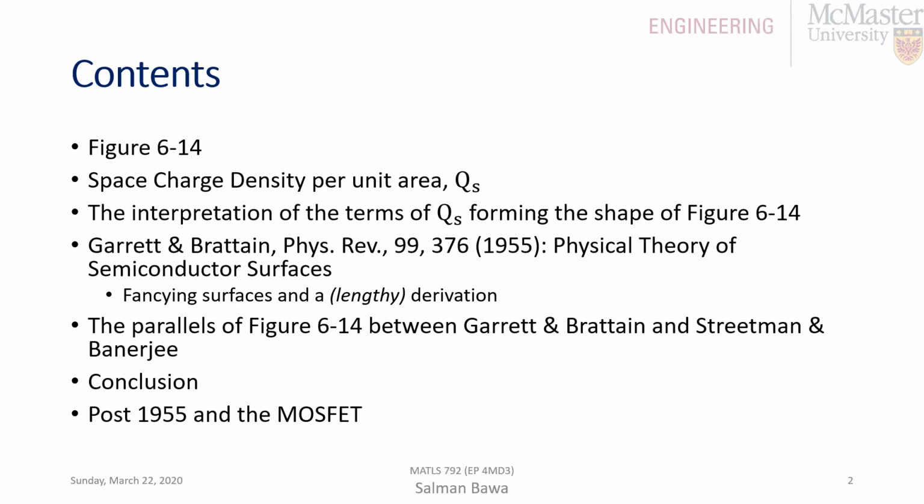We will first look at figure 6.14 and understand the components of the space charge density per unit area, Q sub S, that forms the shape of figure 6.14. We will then look into how Garrett and Brattain interpreted the space charge density per unit area, a rather lengthy derivation. A link to this paper is provided in the references at the end of this slideshow. Finally, we will draw parallels between the interpretations of Garrett and Brattain and link it to figure 6.14 in Streetman and Banerjee.